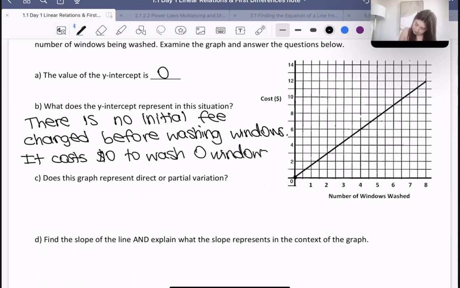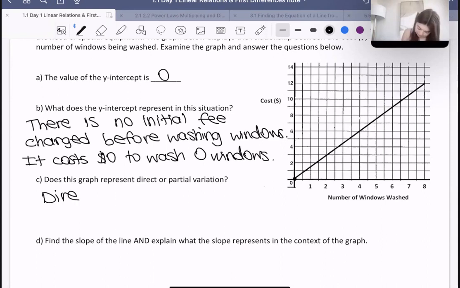Whereas this might not always be the case necessarily, right? Some companies might charge a fee just to come out and wash any number of windows, and then plus an additional fee per window they're actually washing. But this company doesn't do that. As long as you are getting at least one window washed, you are good to go. Does this graph represent direct or partial variation? This would be direct variation because the y-intercept is at 0, right? So there's no initial fee there to get your windows cleaned. It's just an amount per window, a rate per window.